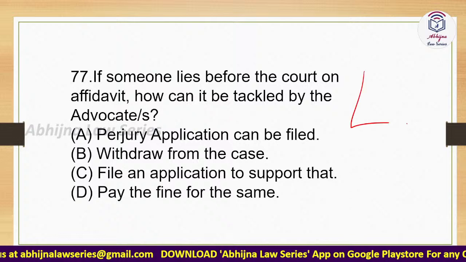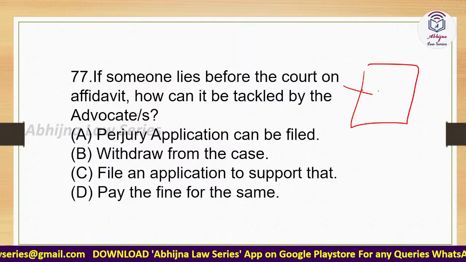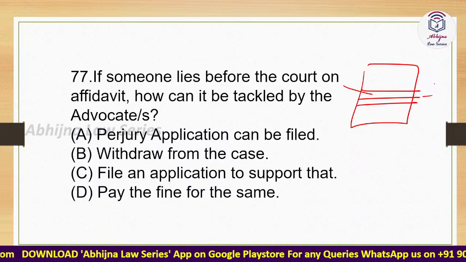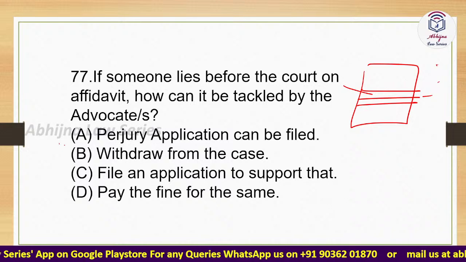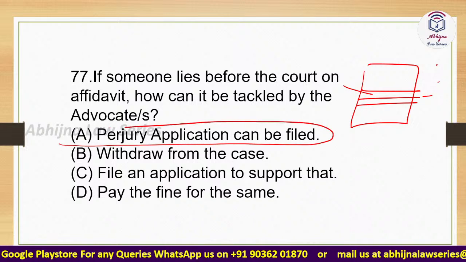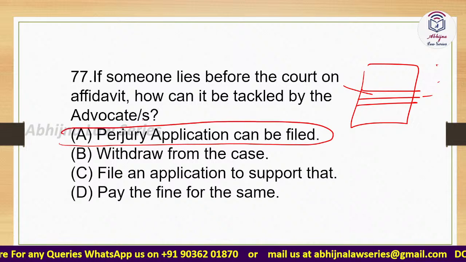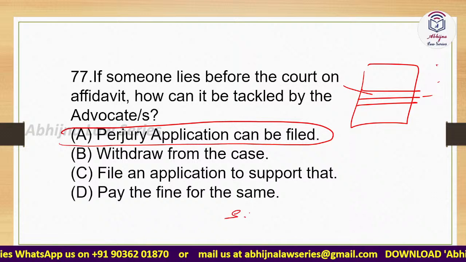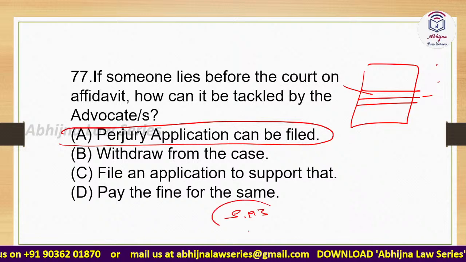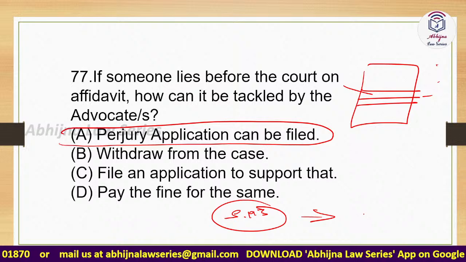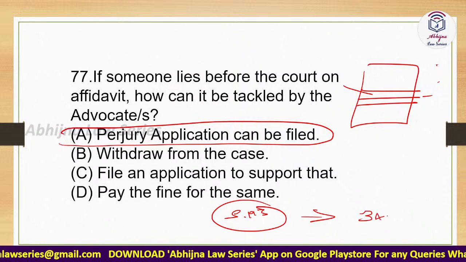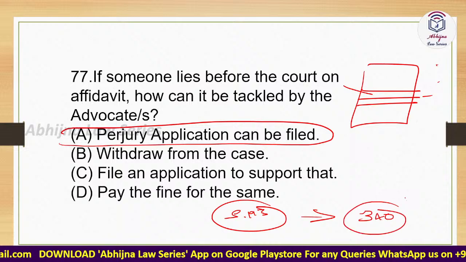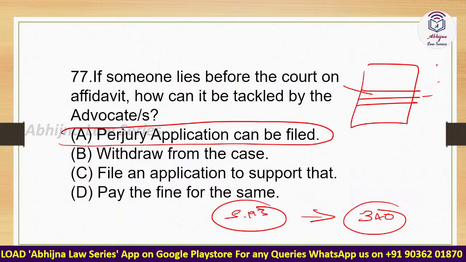Okay, so there is an affidavit. If a person is lying in the affidavit, what is the next course of action which can be taken? So the advocate can go for the perjury application. He can file a perjury application, or under section 193 IPC for giving false evidence, and similarly in CRPC for such giving of false evidence, summary proceedings will be taken under section 340. So A is the answer here.